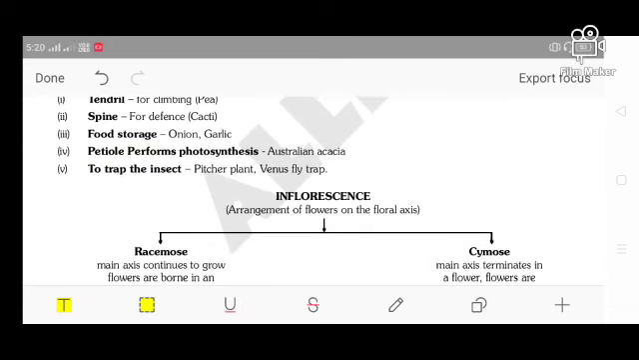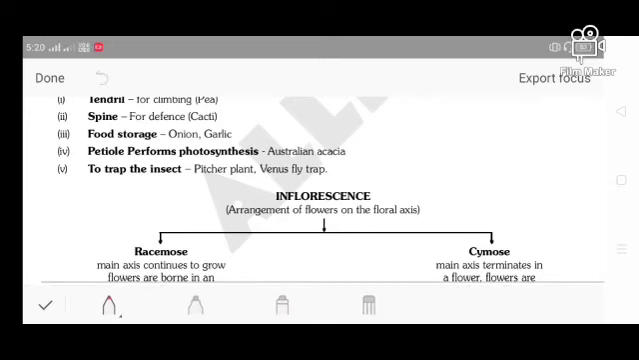After that, food storage. In this case the leaves store food, like onion and garlic. After that, the petiole performs photosynthesis, like in Australian acacia. Generally leaves perform photosynthesis, but here the petiole performs photosynthesis, and it is a kind of phyllode. Another one is to trap insects. You have read about this in class 7, like the pitcher plant or Venus flytrap. Very simple.